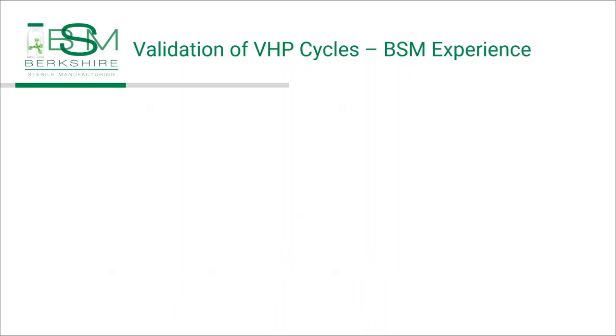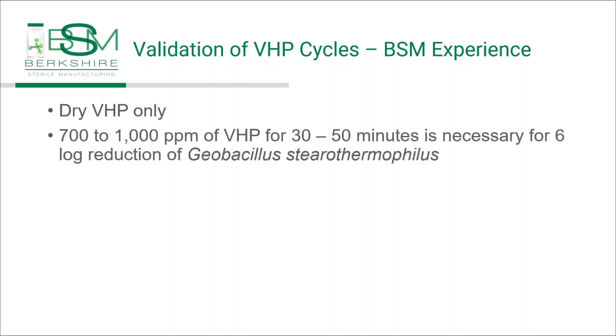Okay, validation of VHP cycles. A little bit on BSM's experience here. We've run only the dry VHP at BSM. We found that 700 to 1,000 ppm of vapor hydrogen peroxide for 30 to 50 minutes is necessary for a 6-log reduction of Geobacillus.